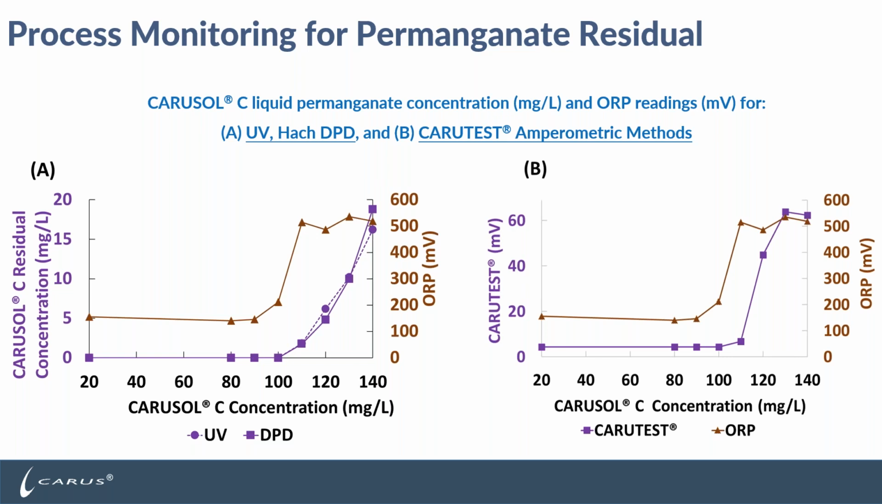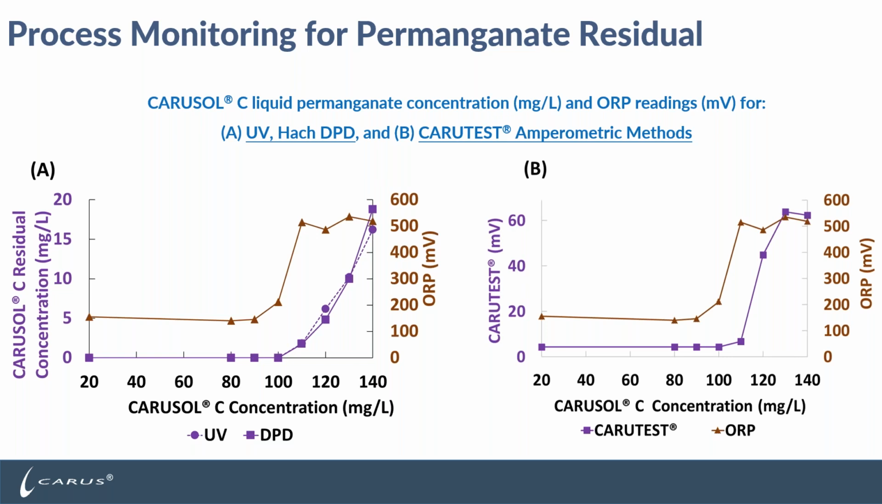Another important consideration for process control is to make sure that we don't overfeed the permanganate and carry a residual to the discharge point. This can potentially affect downstream conditions such as whole effluent toxicity testing, and this was an issue with the previous treatment using hypochlorite.